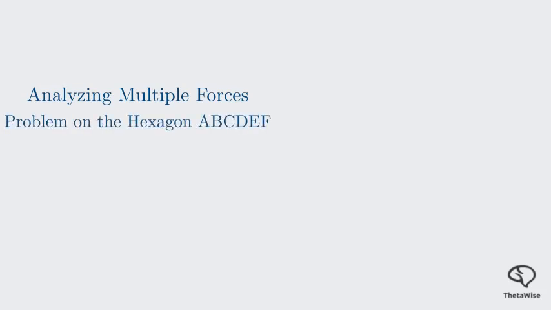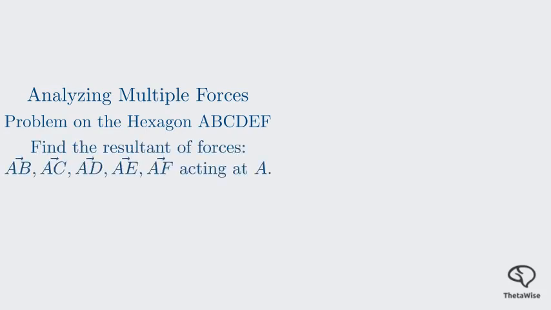So far, we focused on two or three forces. What about more complex situations, like those involving many forces on an object? Let's tackle a classic problem to see how our principles apply. We will solve a problem on a regular hexagon A, B, C, D, E, F. The problem states that forces represented by the sides AB, AC, AD, AE, and AF act at the vertex A of a regular hexagon ABCDEF. We need to find their resultant.